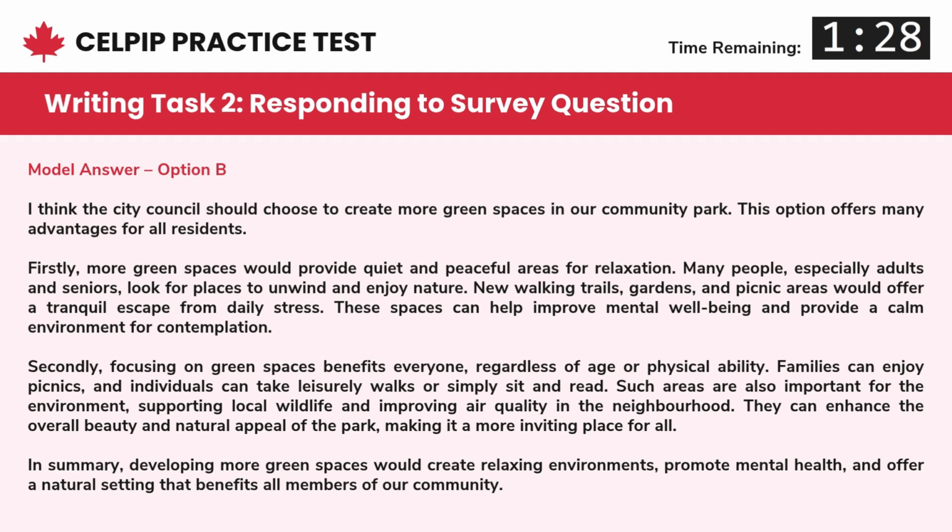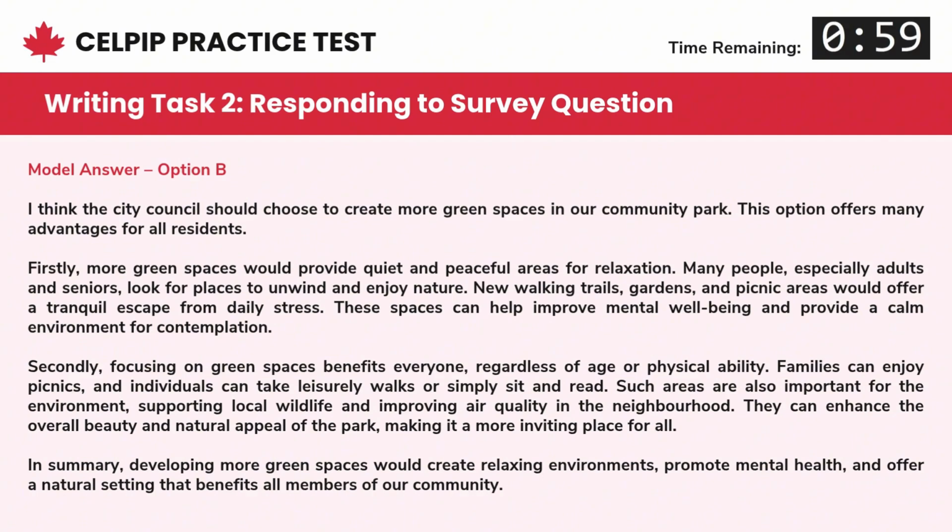Let's look at why this model answer for CELPIP Writing Task 2 is effective. Feel free to pause the video now if you want to read the entire answer before I start. This response clearly chooses one option, stating at the beginning, I think the City Council should choose to create more green spaces. It then provides logical reasons to support this choice, directly addressing the survey prompt. For example, it explains that green spaces would provide quiet and peaceful areas for relaxation.